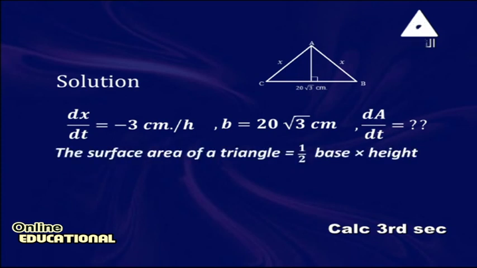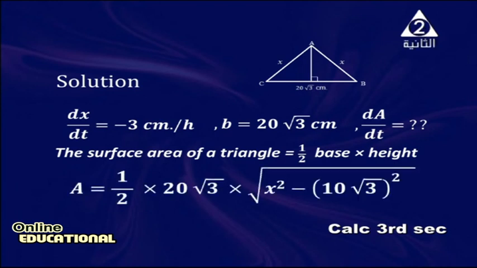We know that the surface area of any triangle equals half base times height. Then the area equals half times the length of its base, which is a constant equal to 20 root 3, multiplied by the height. The height equals the square root of x squared minus (10 root 3) squared, from the Pythagorean theorem. Then A equals 10 root 3 multiplied by the square root of x squared minus 300.